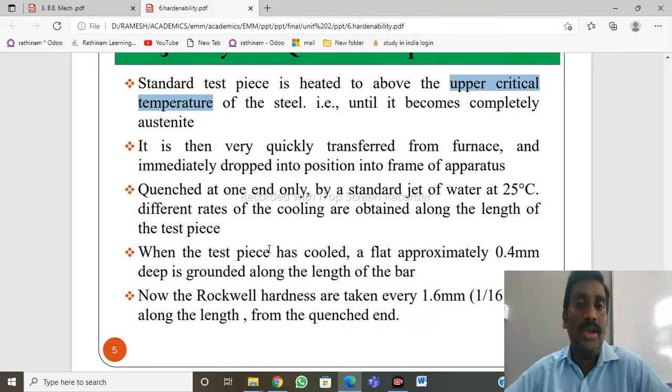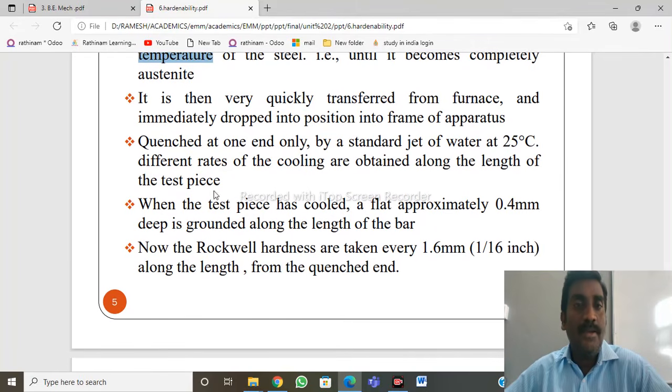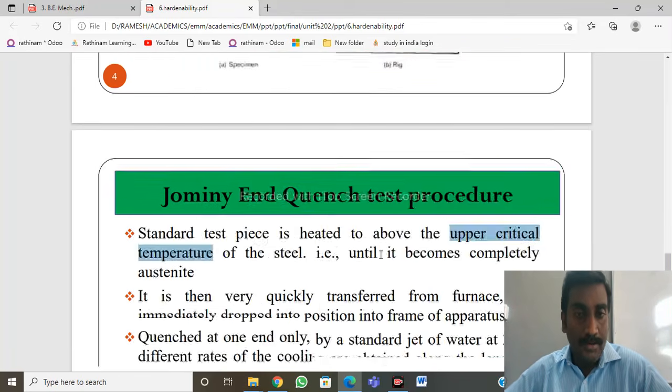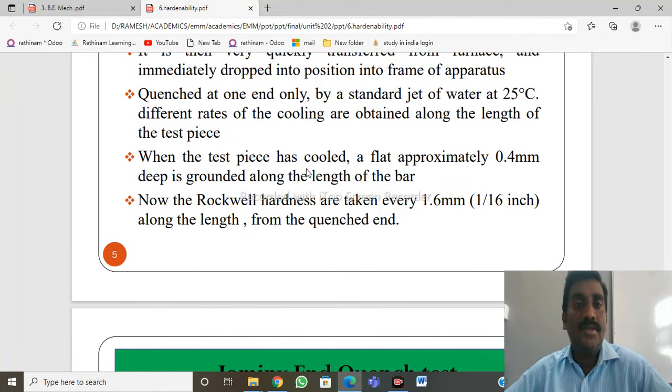Then very quickly it is transferred from the furnace to the apparatus, and immediately we start the quenching process at one end. That means this is the test specimen, and at this end we are going to quench the specimen. We are supplying the quenching medium, water. Here the quenching medium is water. The water is compressed with the help of a pump and the pressurized water is forced over the specimen at one end of this specimen. So when we are doing this, the test piece has cooled.